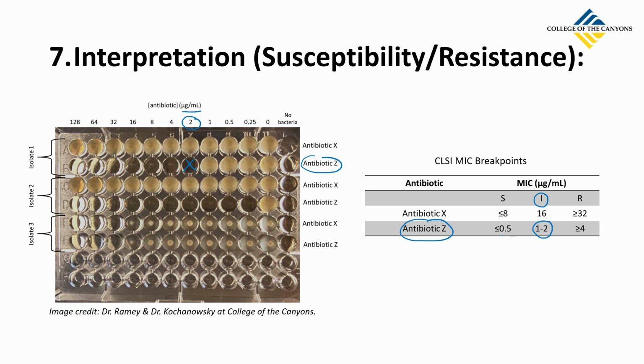So if it was 0.5 or less, it would have been sensitive. If it was 4 or greater, it would have been considered resistant. Now for antibiotic X, in this case, there was no inhibition all the way up to 128 micrograms per mil, so we can't calculate the MIC value for that particular antibiotic. But if it's equal to or greater than 32, then it would be considered resistant. So although we can't calculate what the specific MIC is for antibiotic X, we can establish that it is indeed resistant to that particular antibiotic.